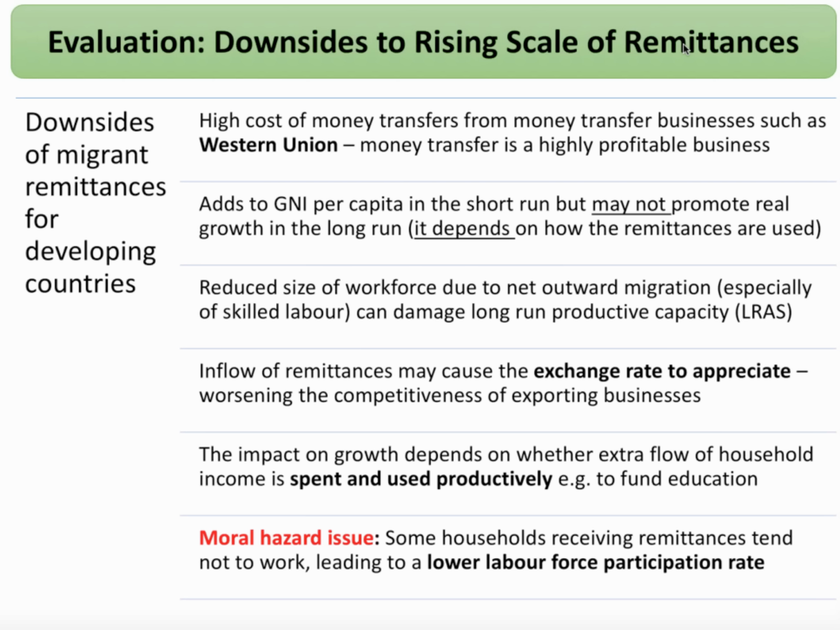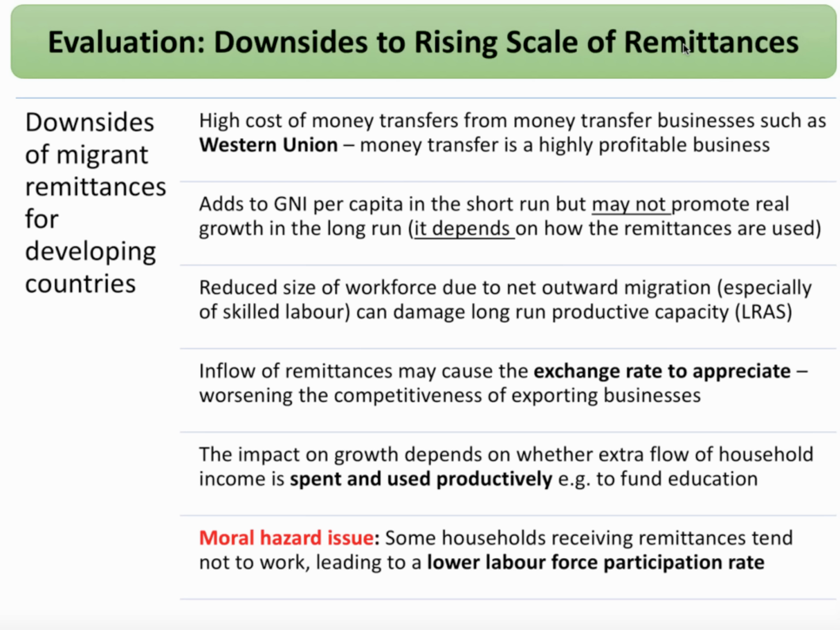The crucial point is where is this money spent? Is it used productively, in education, in healthcare, in tooling farmers to lift their productivity? If it isn't, a lot of this remittance income just basically goes on consumption of stuff which may or may not be very useful.